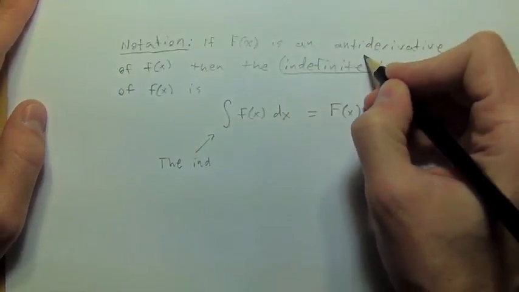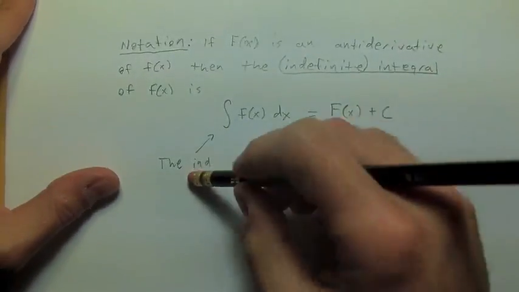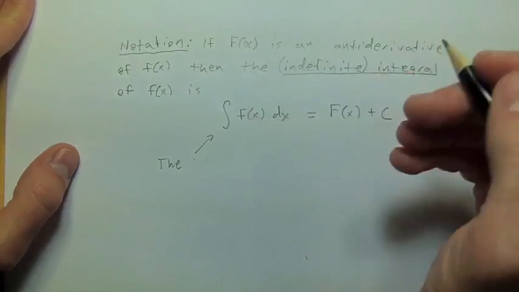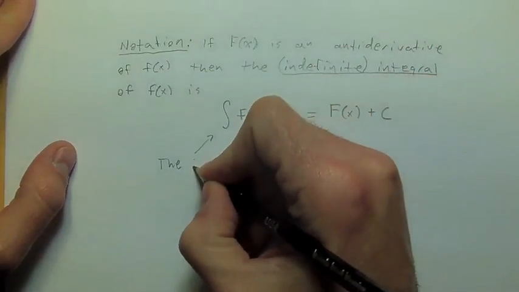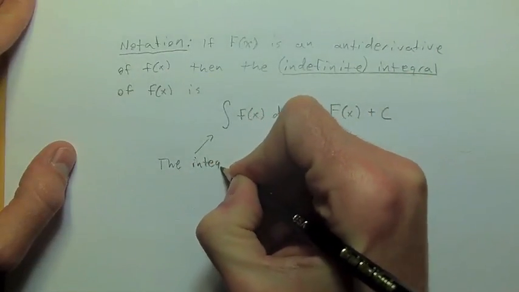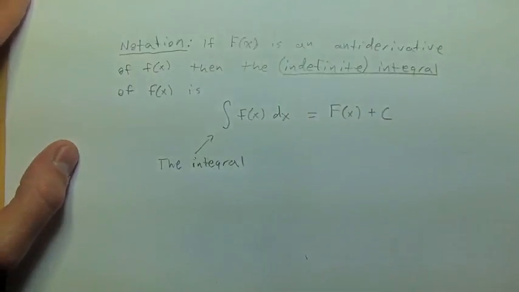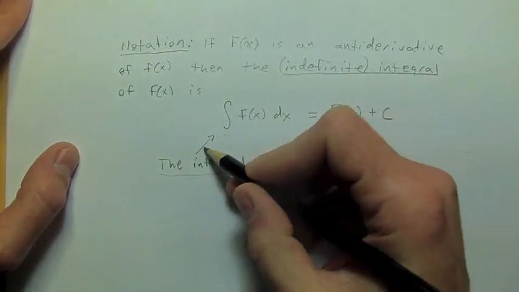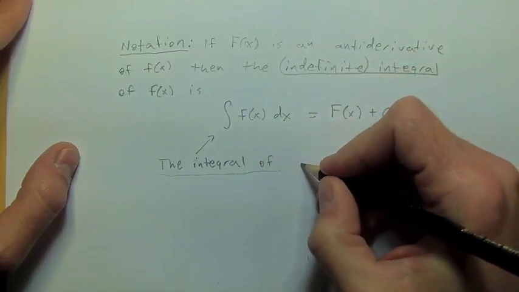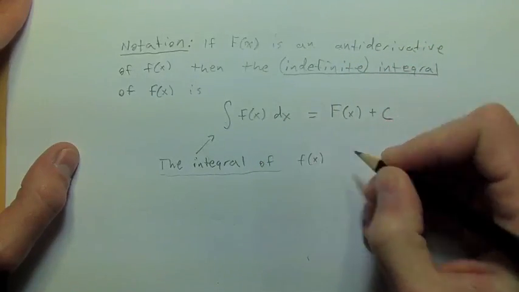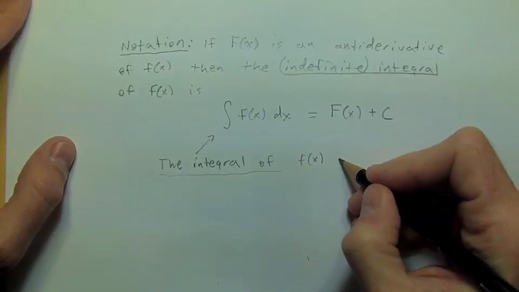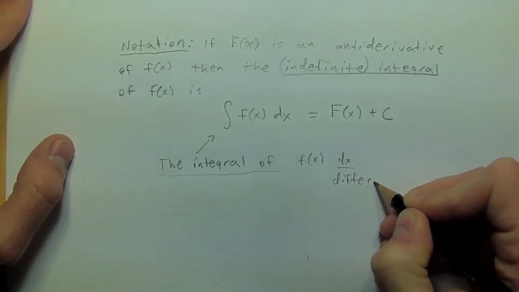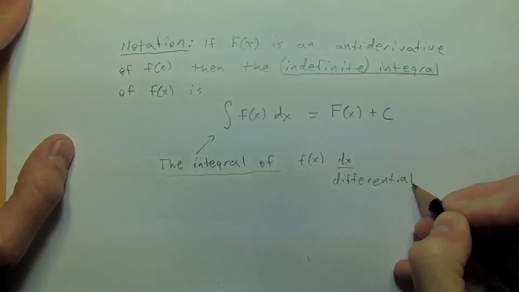And actually, for indefinite, we usually drop the word indefinite. There is a definite integral, but usually I just say definite when I mean definite, and integral when I mean indefinite. But basically, the integral of, that's what this symbol means. And then we have, of course, f of x, and this is the differential of x. Remember we looked at the differential a couple sections ago.